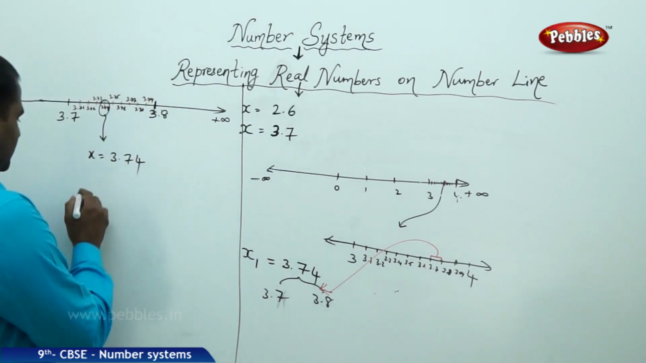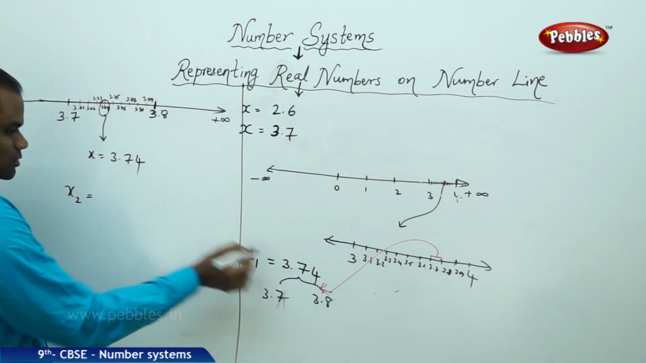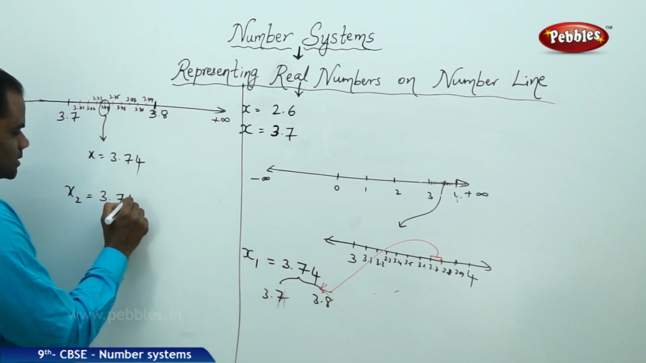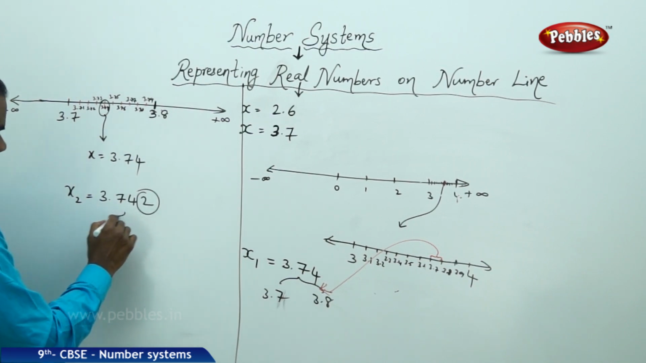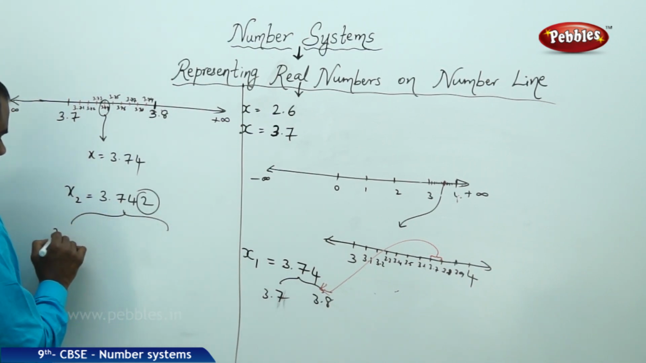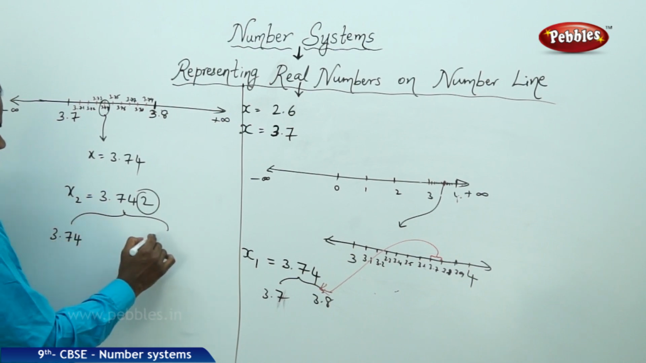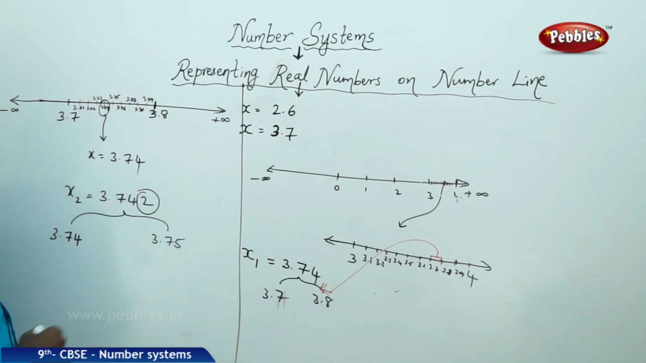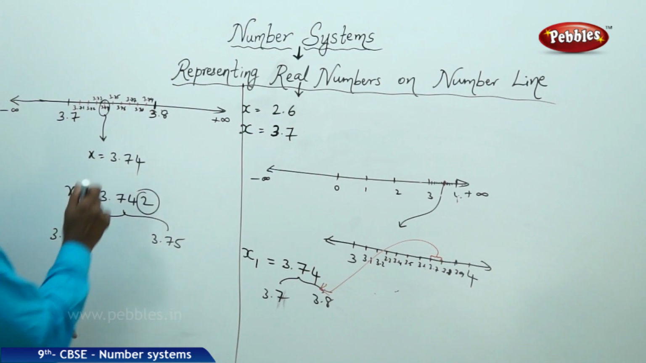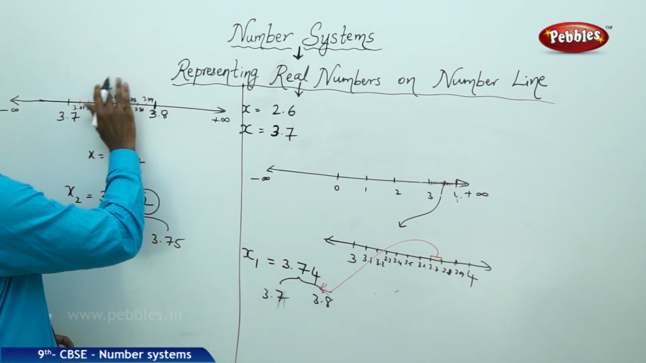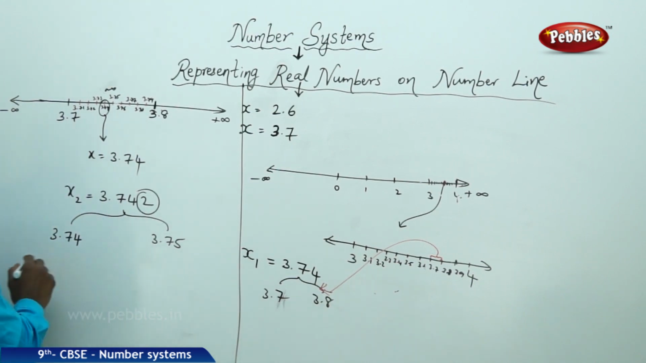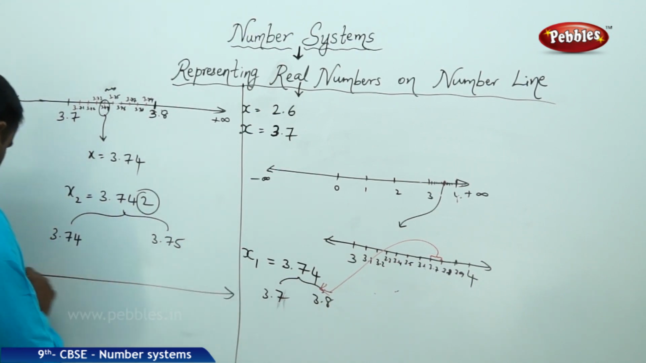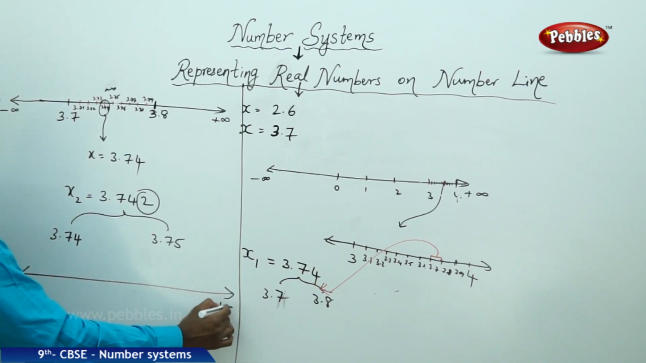For example, I continue further with the new number x2, which is 3.742. Then I have my third decimal, which is 2, and I clearly have this number lying between 3.74 and 3.75. So I try to locate the region between 3.74 and 3.75, and I make a new number line breaking up with this.